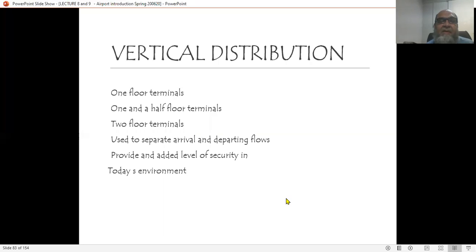Then there is vertical distribution, how the floors are divided. So we call it a one floor terminal where all the activities take place only on one floor. There are 1.5 floor terminals, 2 floor terminals, and these are used to separate arrival and departure flows.